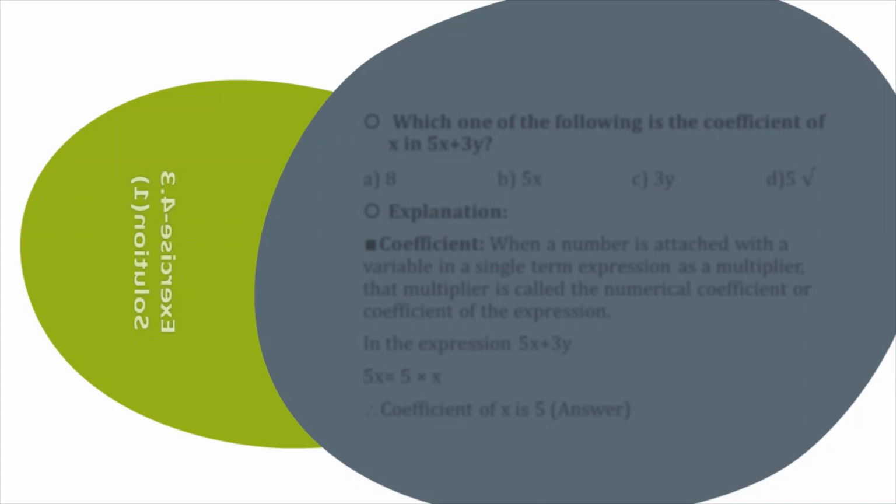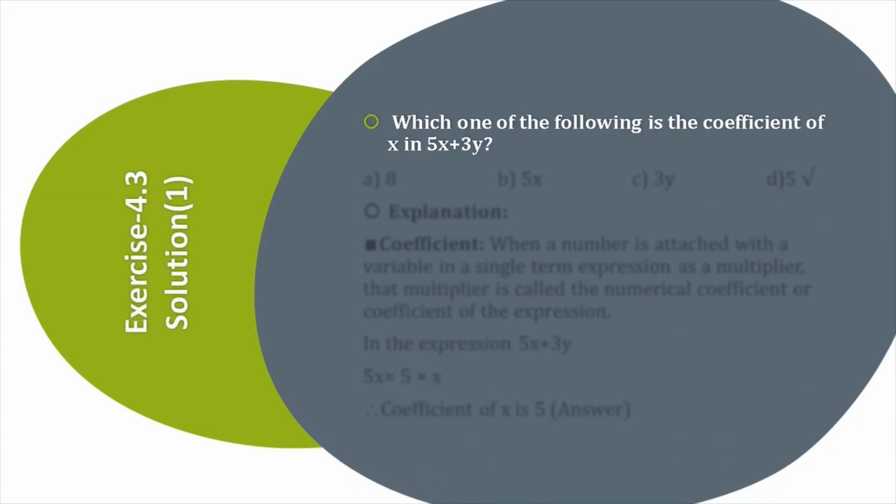Now, exercise 4.3, solution number 1. Which one of the following is the coefficient of x in 5x plus 3y? This is the question, my dear. Let us see the options. A is 8, B is 5x, C is 3y, D is 5. So my dear students, here you can see the tick mark, and this would be the result. Let us see the explanation of how we can get this result.